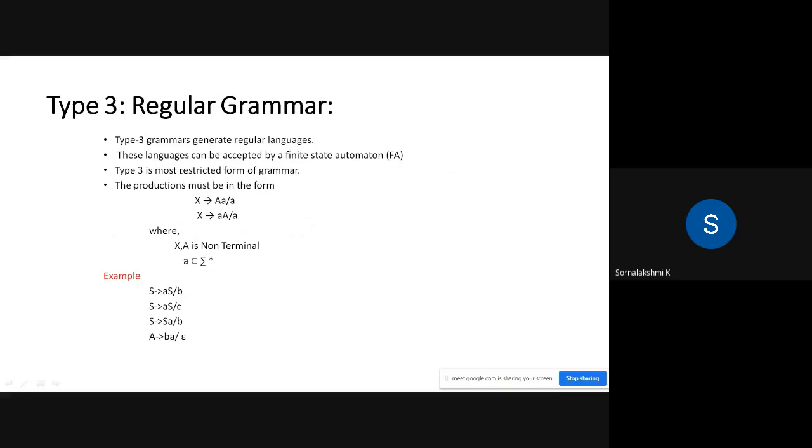Type 3 regular grammar is the most restrictive grammar. So the language is regular language, and the automaton is finite automaton. It should always be of the form like this, because type 3 is also type 0 plus type 1 plus type 2. So type 2 said single variable on the left hand side. Variable is also called a non-terminal symbol. So on the left hand side, it should be a single variable. That should be followed.